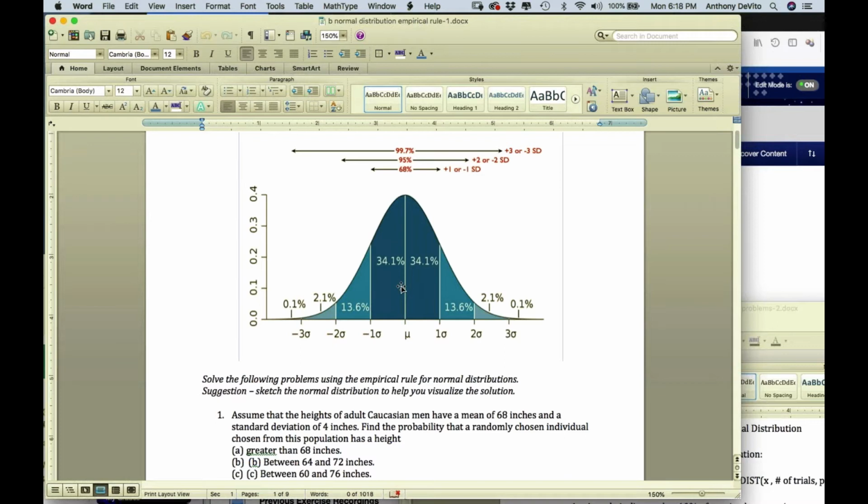95% of the population is between two standard deviations below and two standard deviations above. You can see that up here. And 99.7% of the population is between three standard deviations below and three above. So in our example I just gave you, 120 plus 3 times 10 would be 150, and minus 30 would be 90. So 99.7% of this particular population would be between 90 and 150.